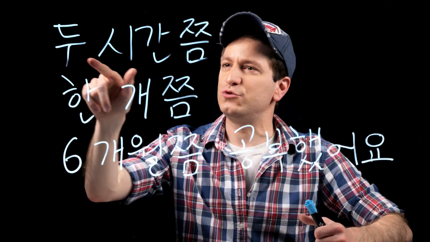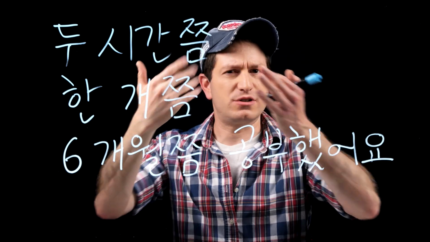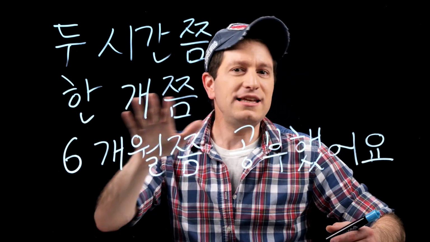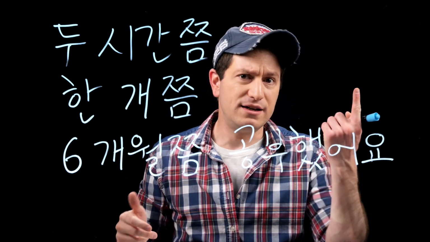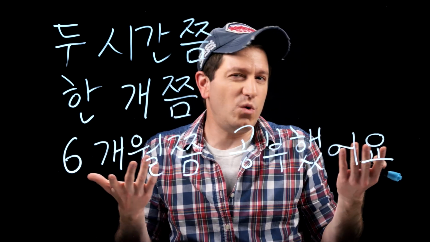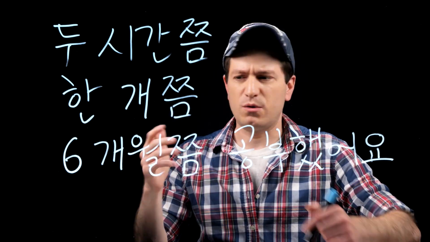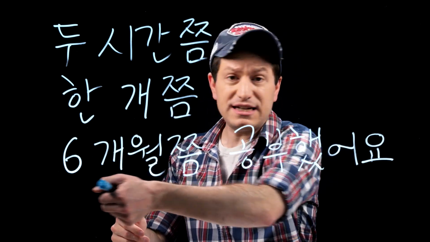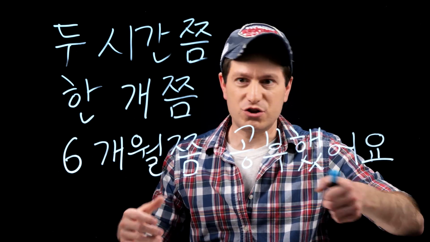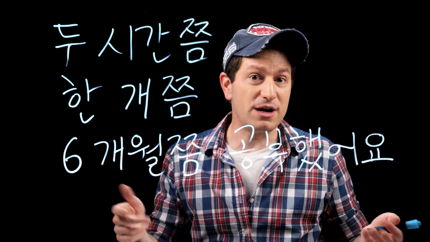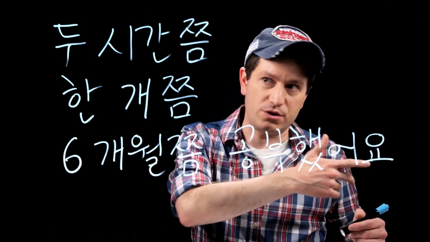First we have 2시간쯤, so about, approximately, around 2시간, around 2 hours. 한 개쯤, 한 개 is one thing, so about one. Or here's a sentence example. 6개월쯤, so about, around 6 months. 공부했어요, so I studied about, or approximately, or around 6 months. 6개월쯤 공부했어요, so I studied about 6 months.